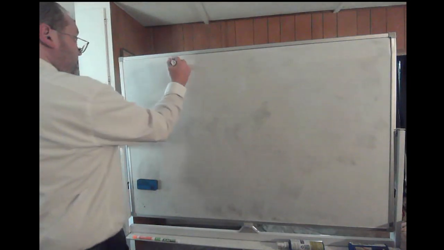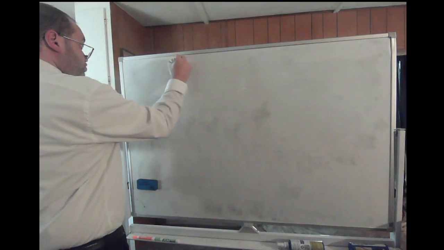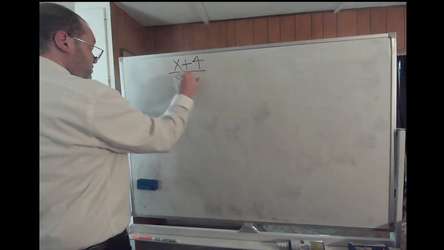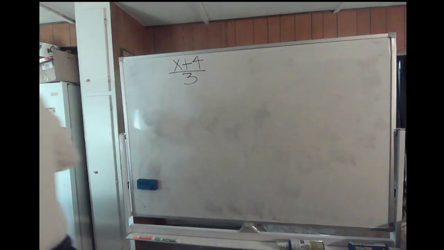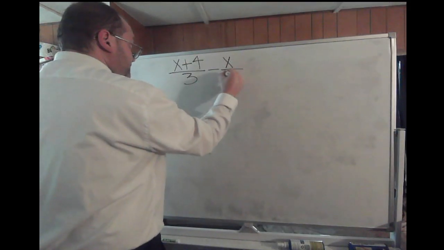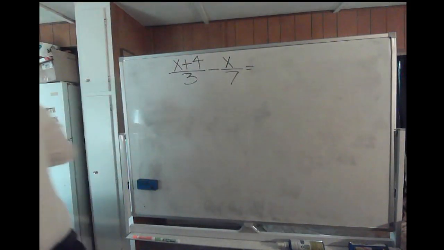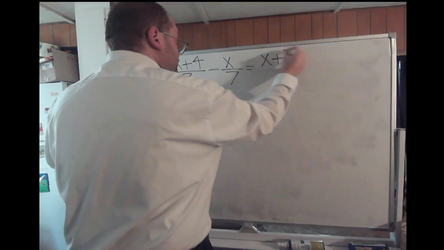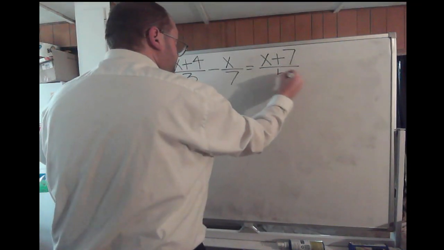Alright, one more, then we're done. Let's see. x plus 4 all over 3 minus x all over 7 is equal to x plus 7 over 5.